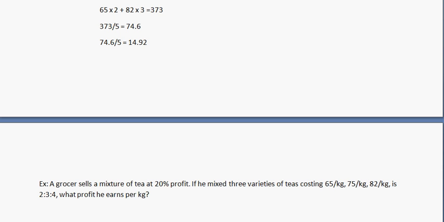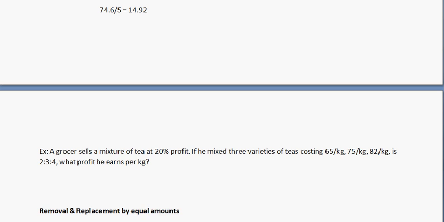This question is also similar to the one before. Here we are mixing 3 varieties of teas, so 65, 75 and 82 in ratios 2:3:4 to earn 20% profit. In a similar way as we did in the last question, we take 2 kgs of 65, 3 kgs of 75 and 4 kgs of 82. We'll find the total cost divided by the weight, which is 2 plus 3 plus 4, 9 kgs. We'll get cost per kg and then calculate the 20% profit. So even if there are 3, 4, 5, 6 varieties, you use this logic to calculate the cost price. So that's how we do it.